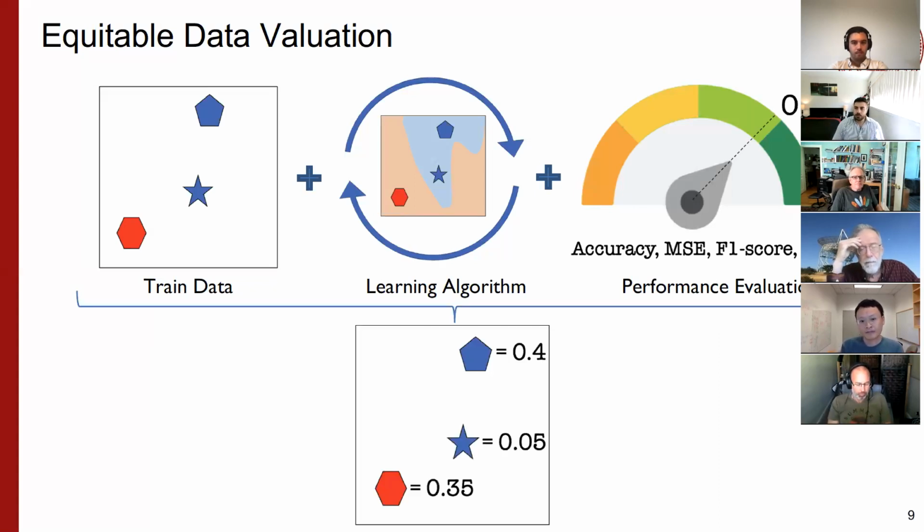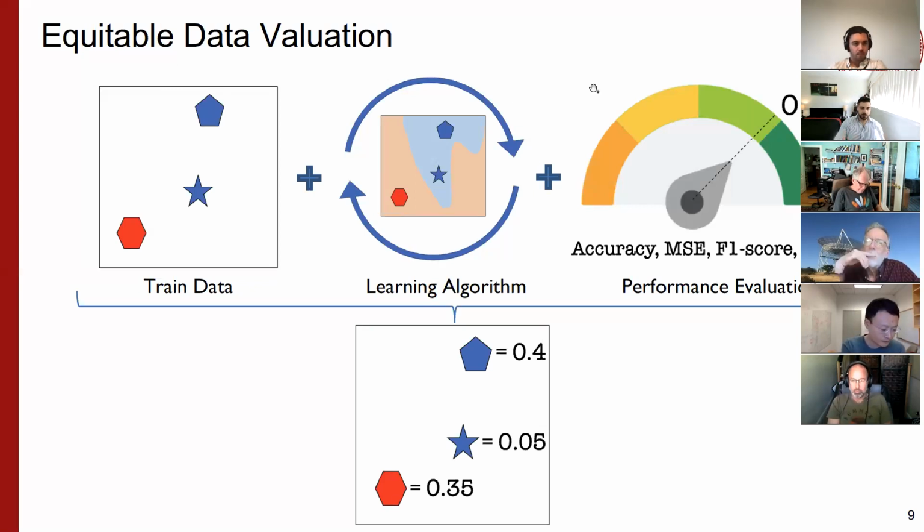What we want is to look at the performance of the model that is trained on your training data and find how much each of the sources of data contributed to this performance. As an example here, you can see that the Pentagon has contributed a lot of information, while the star has not contributed a lot. But there are infinitely many ways to divide the model's performance among individual sources of data. But the one we are looking for is equitable data valuation.